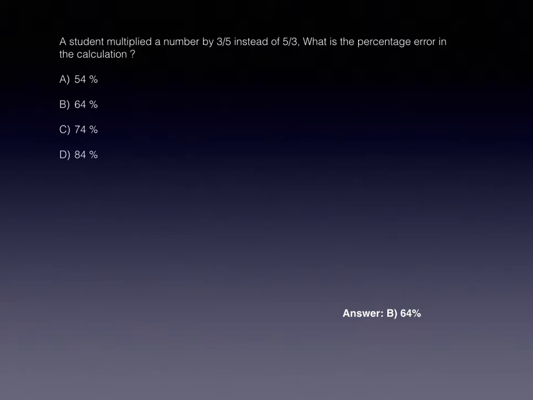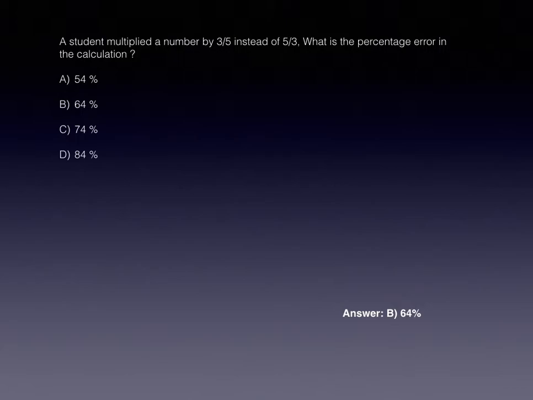A student multiplied a number by 3 by 5 instead of 5 by 3. What is the percentage error in the calculation? Option A 54%, option B 64%, option C 74%, option D 84%.